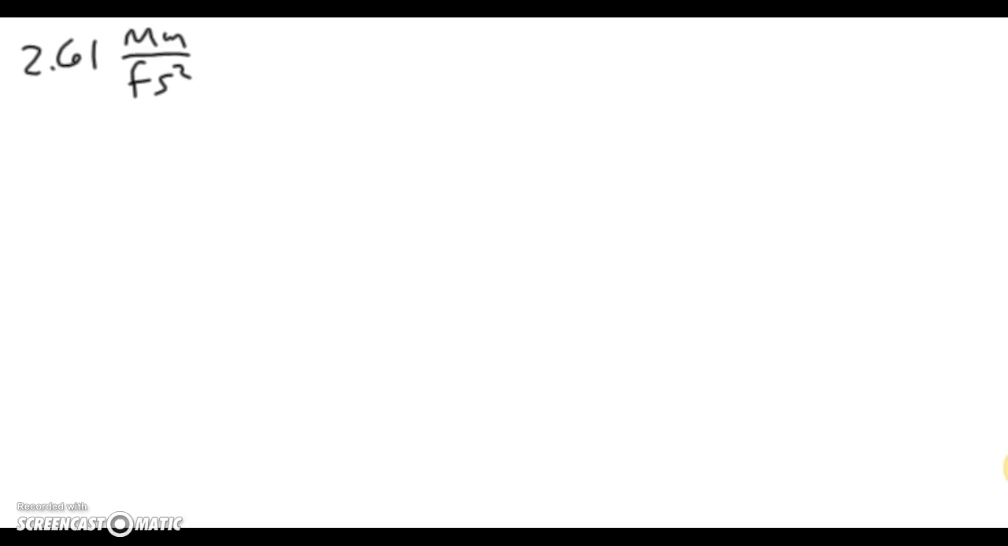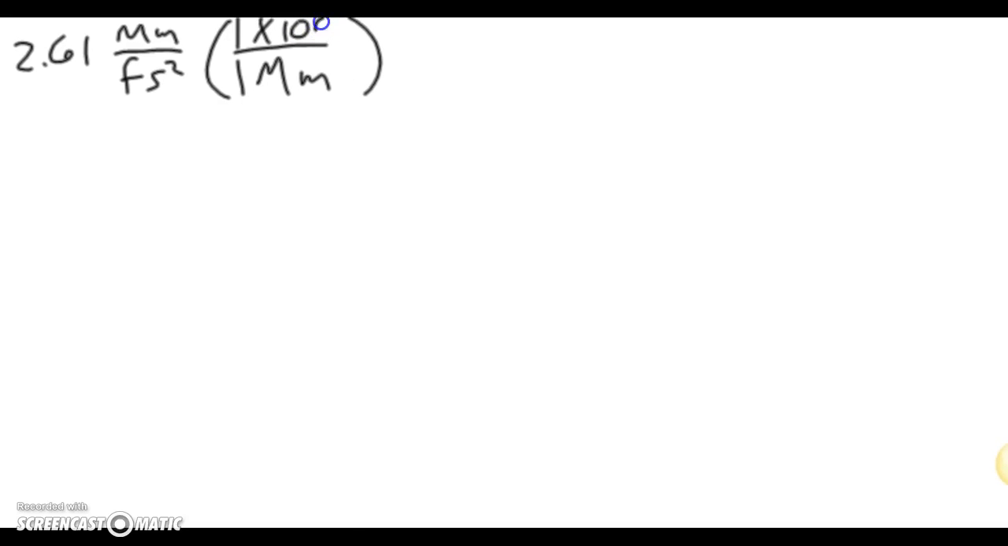Let's tackle the megameters first. We want to convert megameters to meters. So if we want to get rid of the megameters, we put those in the denominator. 1 megameter is 1 times 10 to the 6th meters. And then look to see what happens with the units. Megameters cancels with megameters, and we're left with meters in the numerator.